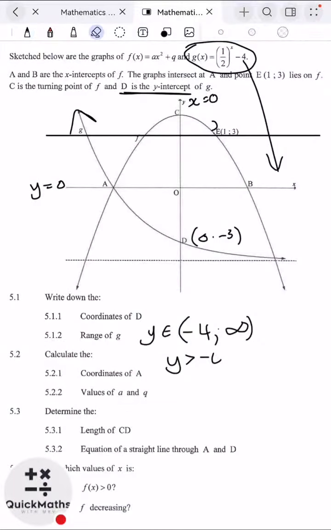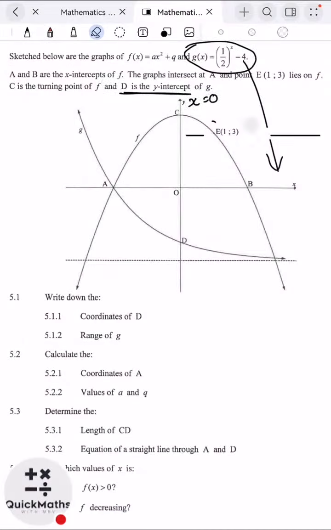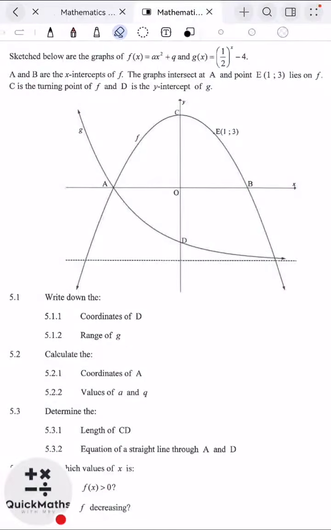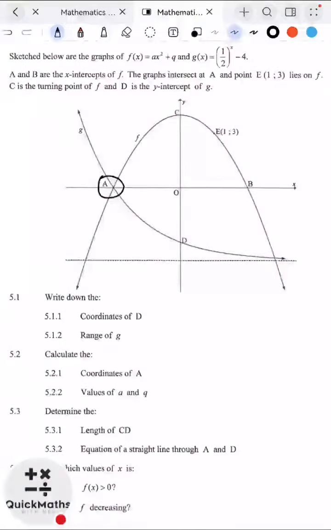Determine the coordinate of A. Again, we mentioned some things about A. We said A was a point where both graphs meet. And we said A was the x-intercept. It's the x-intercept of both functions. So I'm going to use g because I can't use f. I don't have information about f. So I'm going to use g to find A.